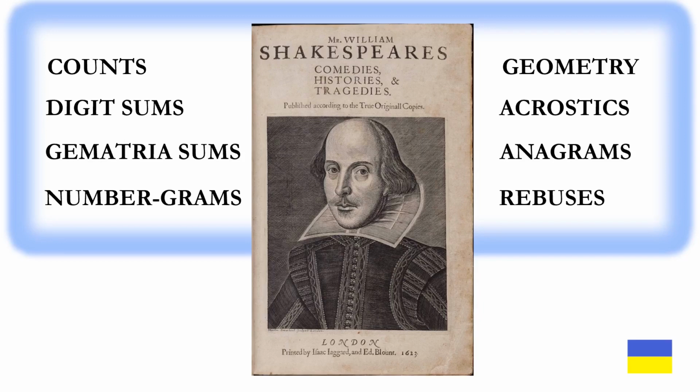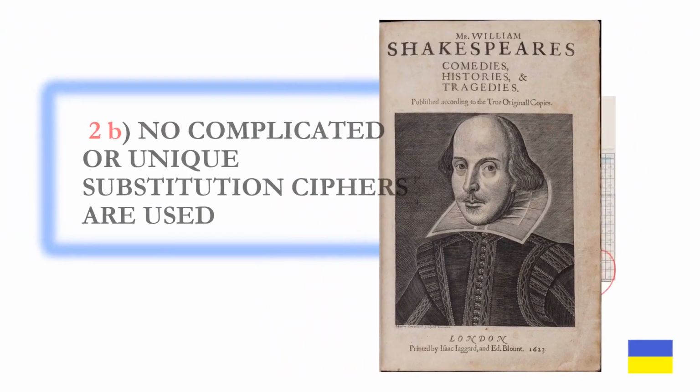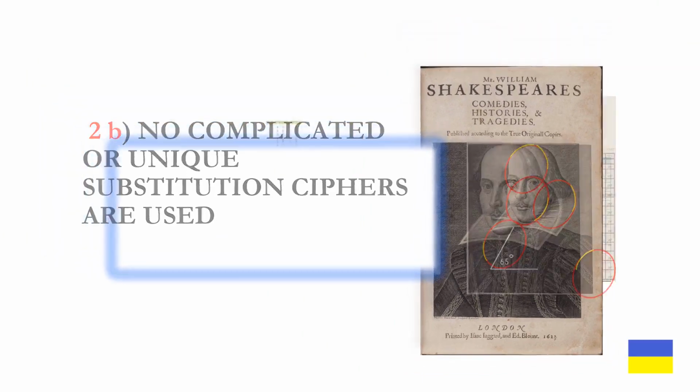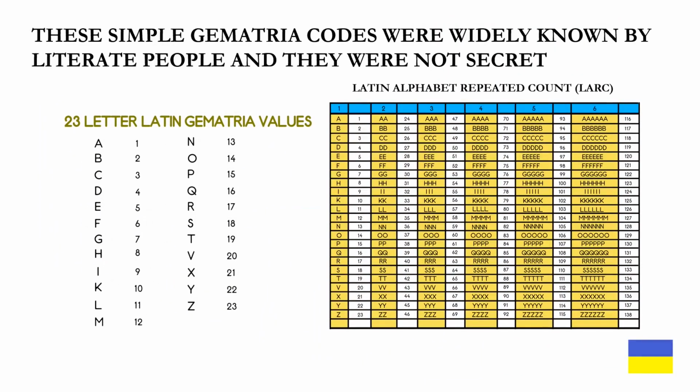This brings us to B. No complicated or unique substitution ciphers are used. These simple gematria codes were widely known by literate people and they were not secret. The 23-letter Latin alphabet gematria values and the Latin alphabet repeated count, which I call the LARC, these were not secret. Therefore, you can hide things in plain sight.